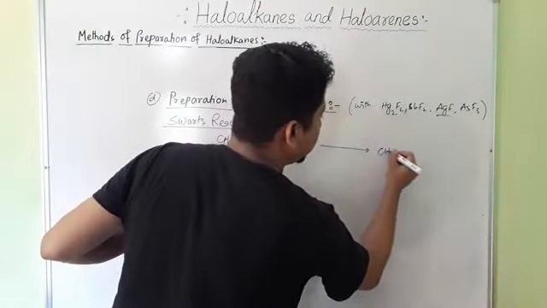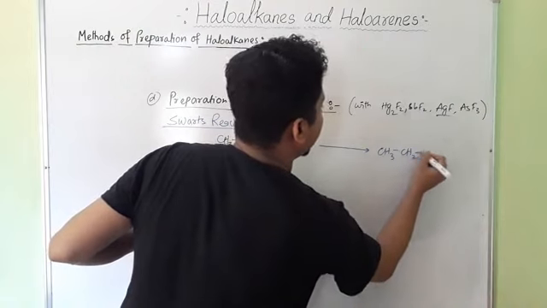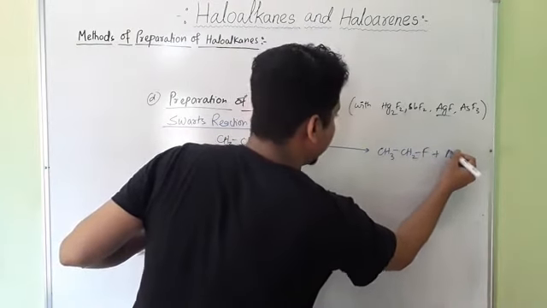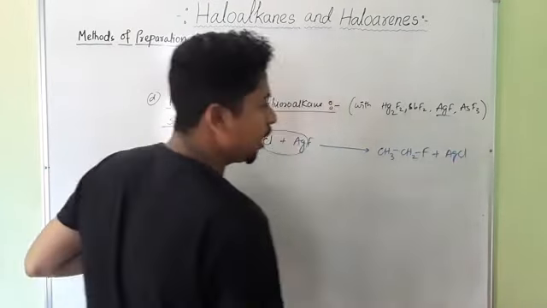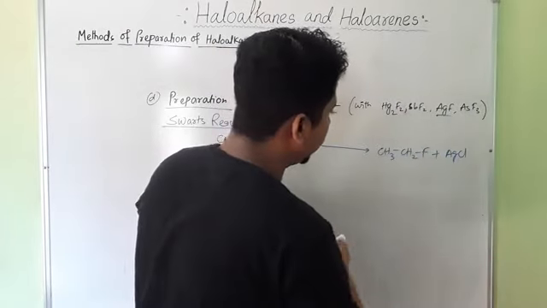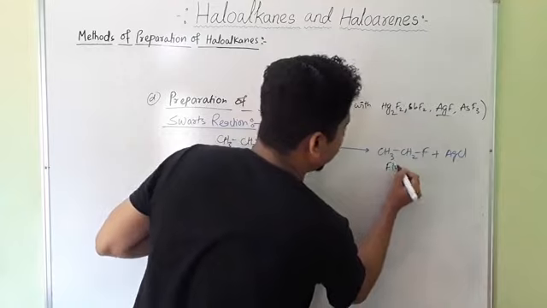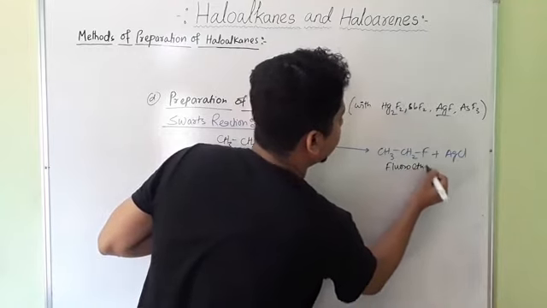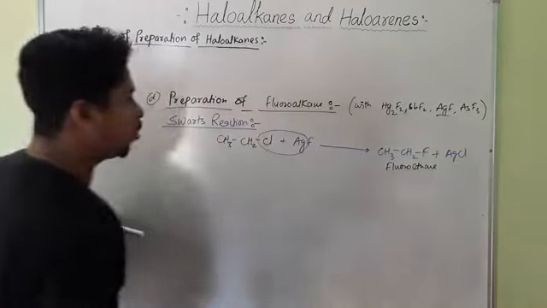So it will have CH3CH2F plus AgCl, silver chloride. Okay, so this is fluoroethane. So its name is fluoroethane, plus silver chloride.